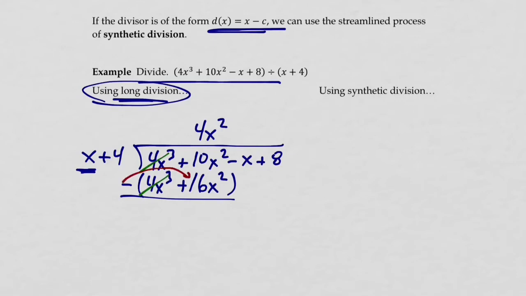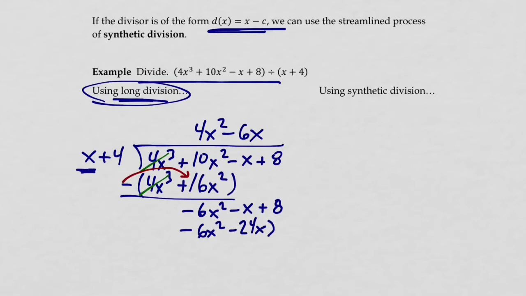Subtracting the 16x squared, remember the minus sign carries through the parentheses, and we end up with a negative 6x squared. And bringing down the other terms, we get minus x plus 8. So now I have a simpler dividend that I want to divide into. x divided into negative 6x squared is going to give me minus 6x. And multiplying, I get negative 6x squared minus 24x. Of course, we want to subtract that.